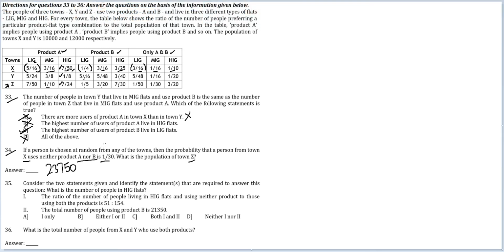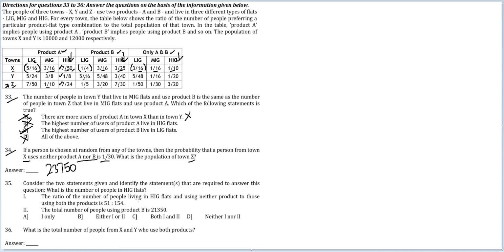Consider the two statements given and identify the statement that is required to answer this question. What are the number of people in HIG flats? Right now, in order to identify the number of people in HIG flats, the challenge I have is, one, I don't know the population of Z. The second challenge is that there are certain people who are not getting represented in the data here. Of those people, how many live in HIG flats? That I don't know.